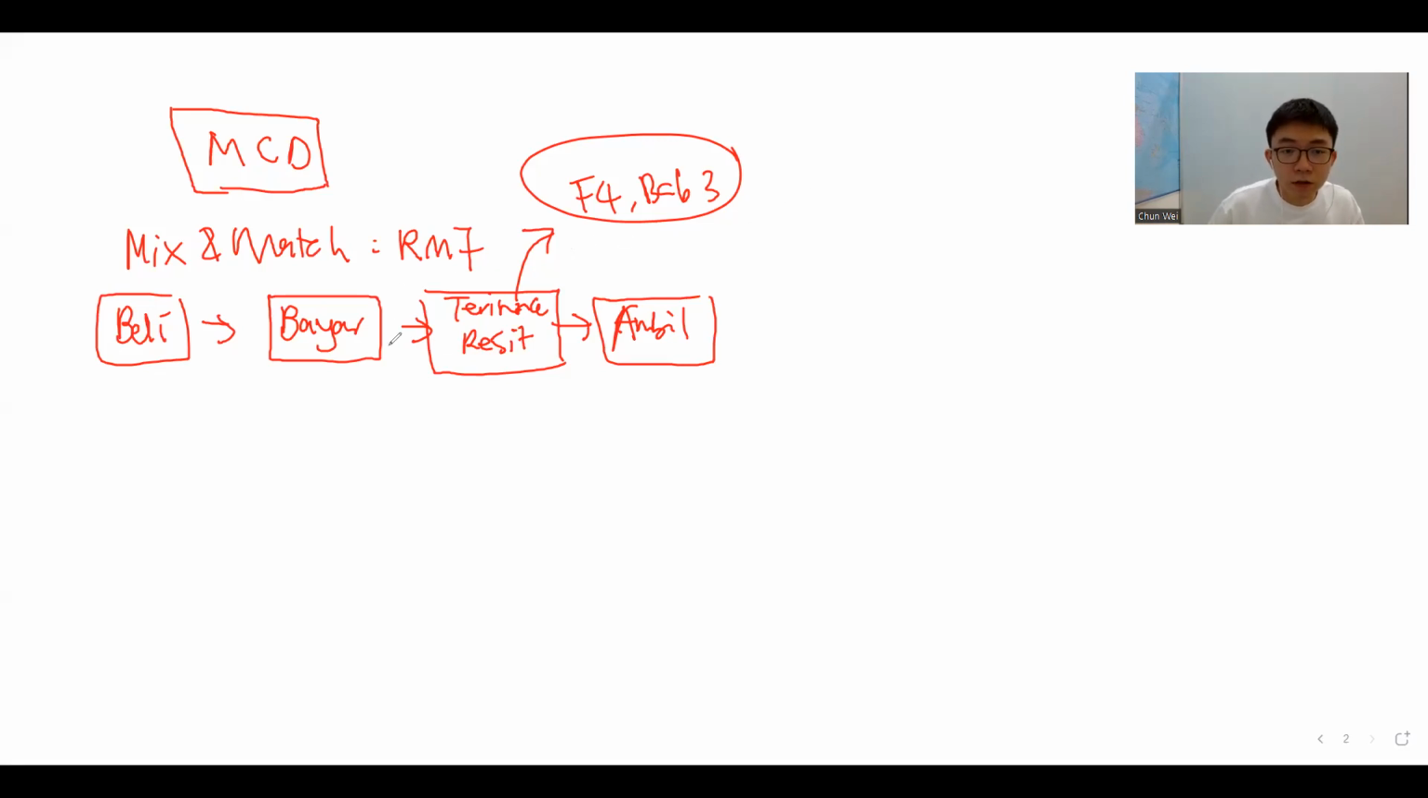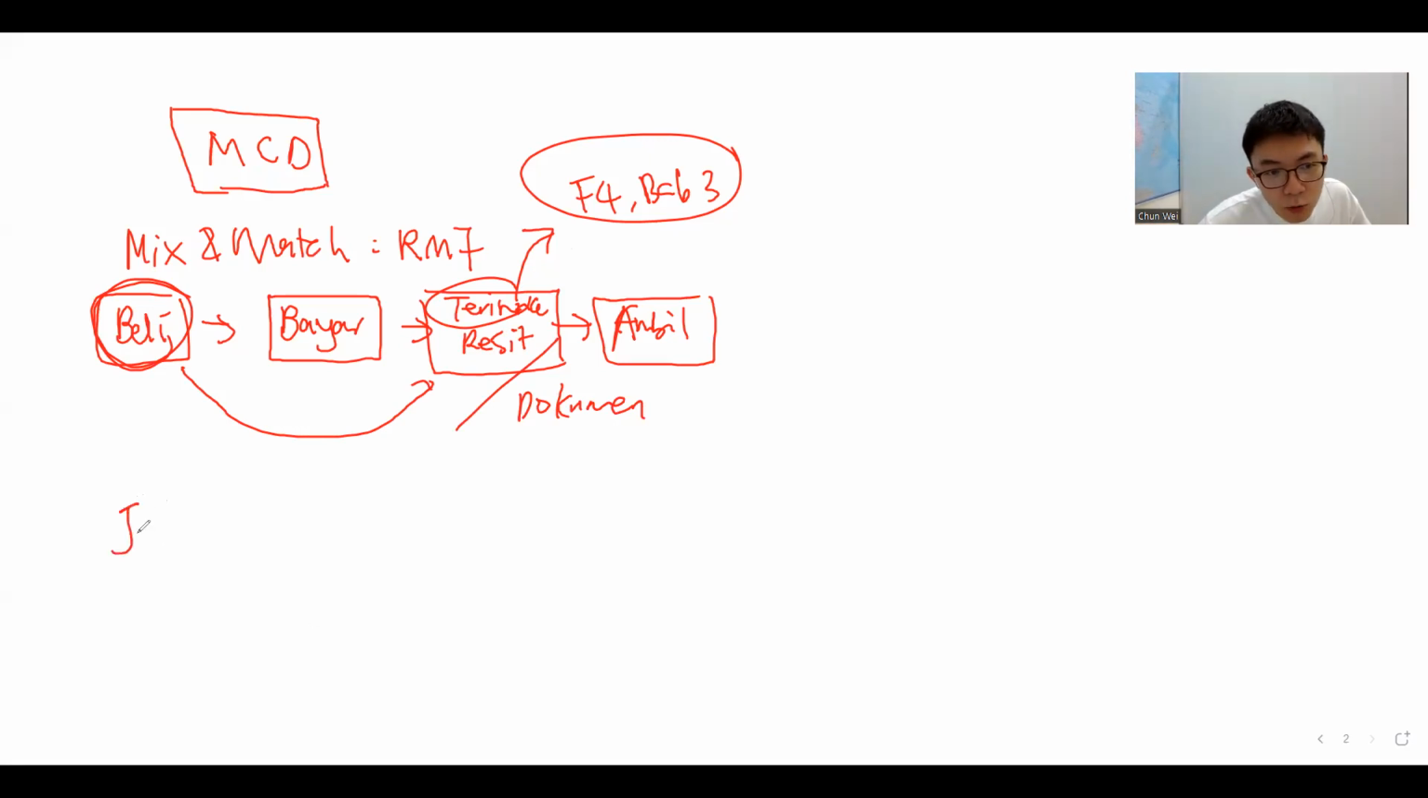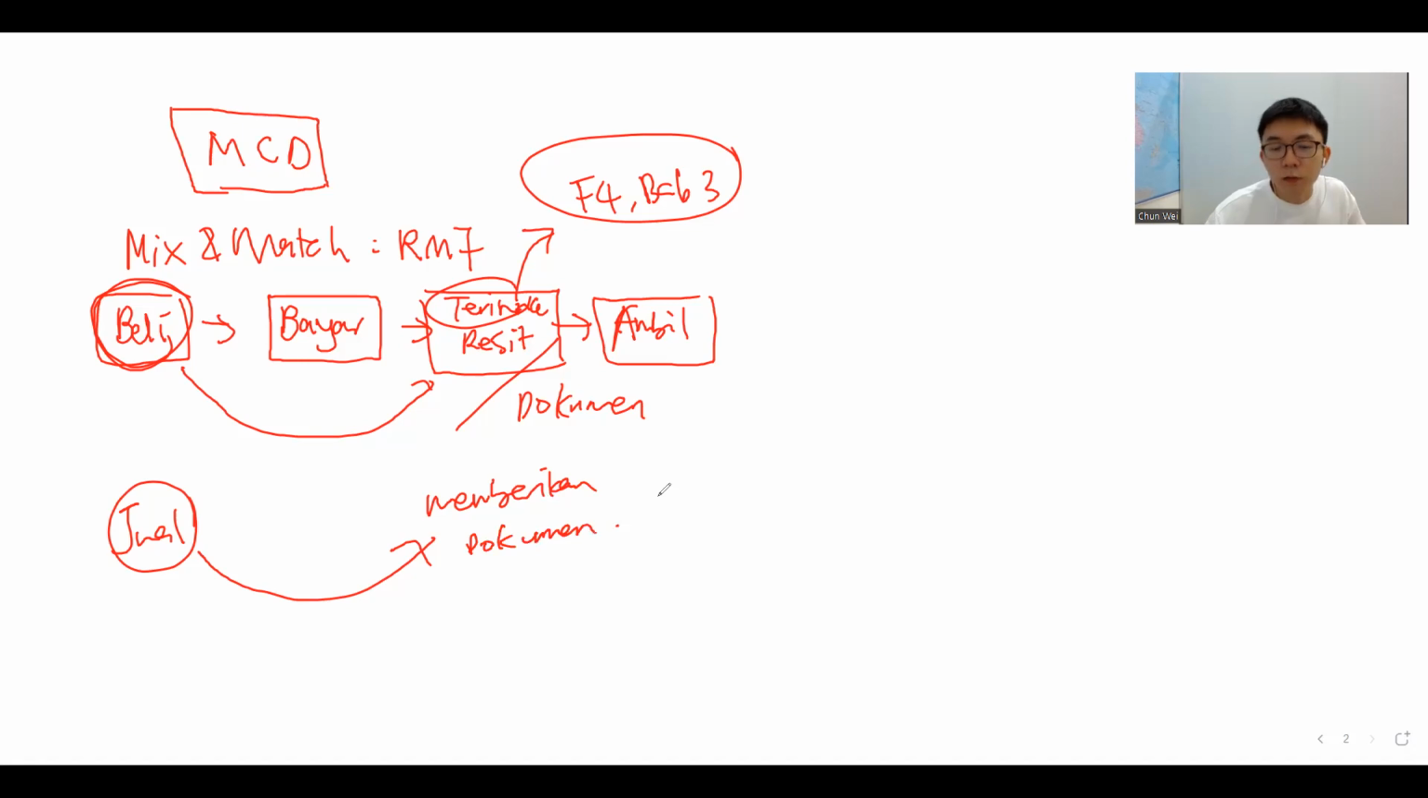Okay, so now you can see that if you are a buyer, whenever we beli barang, kita yang terima either receipt or other document. So in other words, if you jual barang, okay, jual barang yang membelikan dokumen atau menghantar dokumen. Do you get this concept? If yes, please give me a yes in the chat box. Yes, type yes in the chat box.